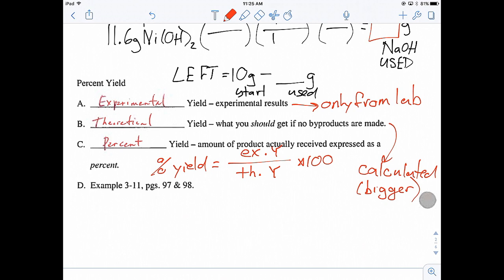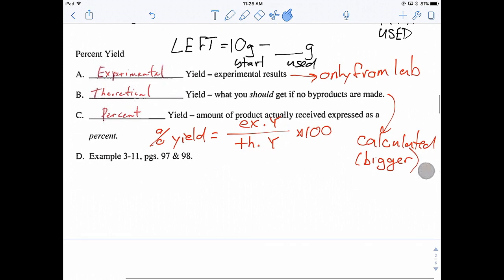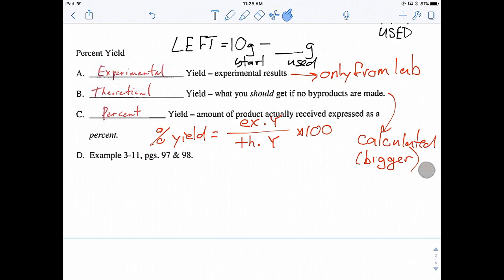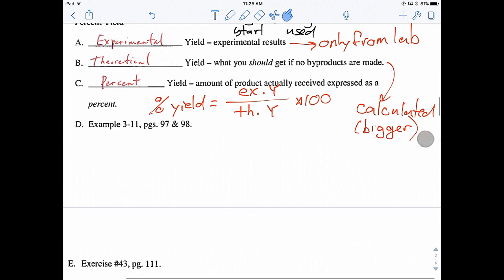To do the example, it's 3-11 on page 97. It tells us a 15.6 gram sample of that C6H6 is mixed with excess HNO3. By saying excess, it's telling us that HNO3 is not the limiting reactant, so we know that the C6H6 is the limiting reactant. We isolate, meaning produce, as a product in the reaction, 18 grams of the C6H5NO2. What is the percent yield?